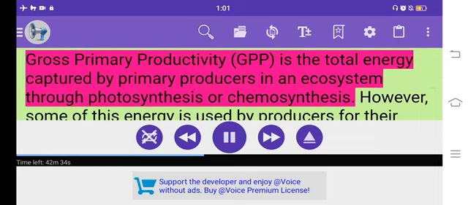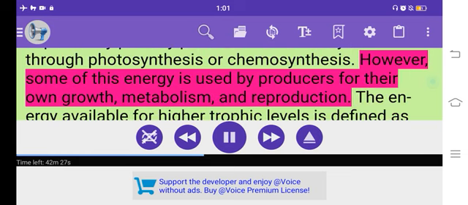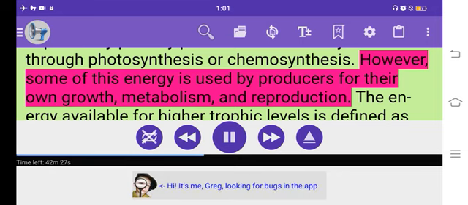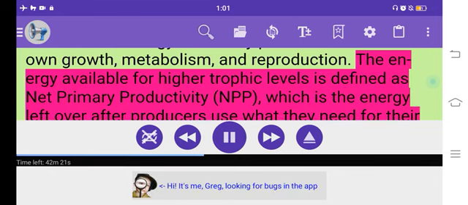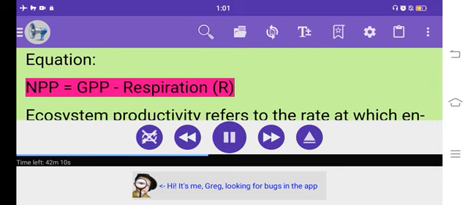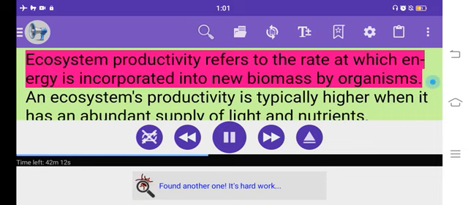Gross primary productivity, GPP, is the total energy captured by primary producers in an ecosystem through photosynthesis or chemosynthesis. However, some of this energy is used by producers for their own growth, metabolism, and reproduction. The energy available for higher trophic levels is defined as net primary productivity, NPP, which is the energy left over after producers use what they need for their metabolism. Equation: NPP equals GPP minus respiration, R.